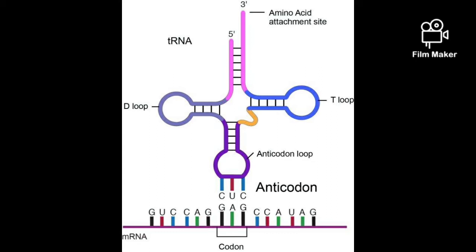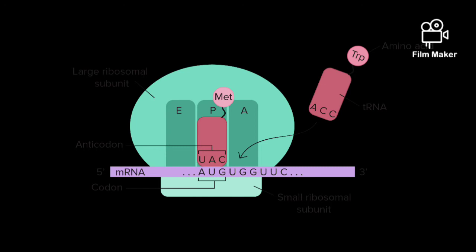A single strand of mRNA binds to a ribosome, which is made up of proteins and rRNA. Within the ribosome, there are three tRNA binding sites, which are P, A, and E. The P site is where the tRNA with the amino acid attached binds. The A site is where the tRNA attached to the growing polypeptide chain binds, and the E site is where the tRNA exits the ribosome.